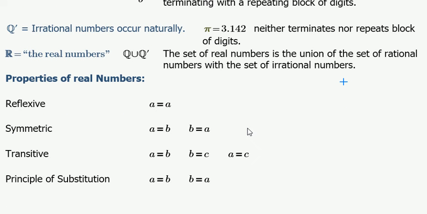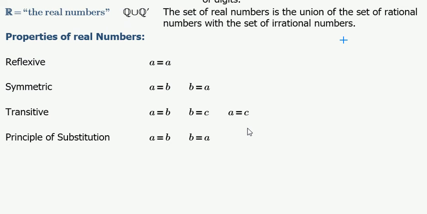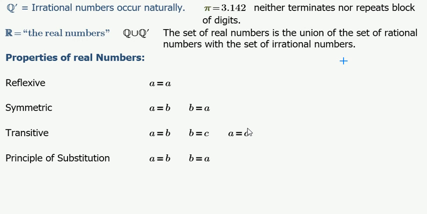Properties of real numbers. Reflexive: any real number equals itself. Symmetric: if A is equal to B, then B is also equal to A. Transitive: if A equals B and B equals C, then A equals C. Principle of substitution: if A equals B, then we can very well substitute B for A.